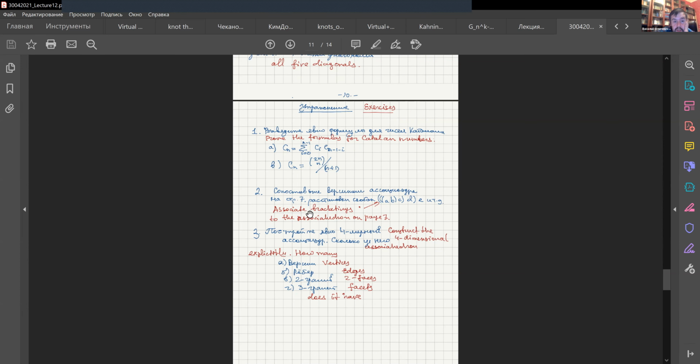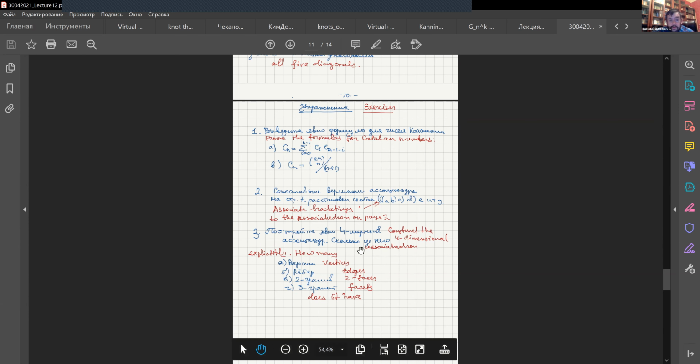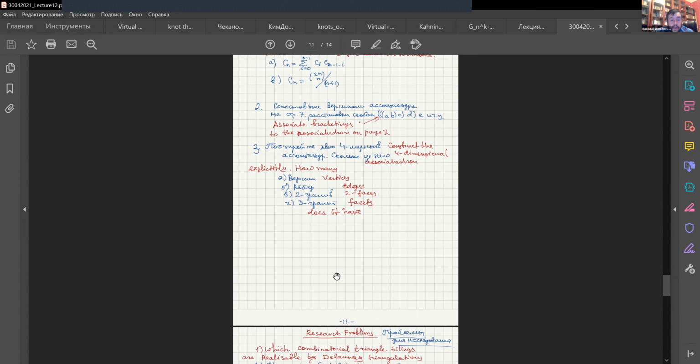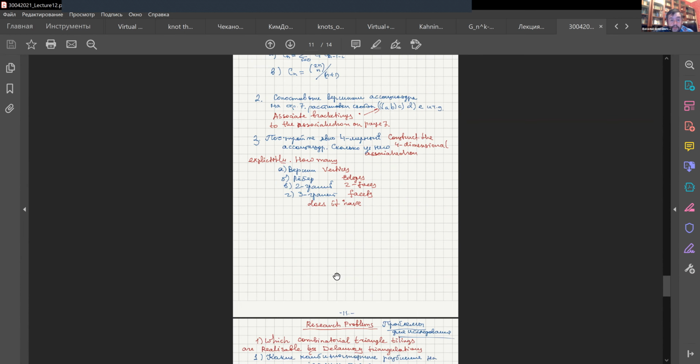Okay, so here you can just calculate the number of vertices, edges, two-faces and three-faces of the four-dimensional Stasheff polytope. If you are patient enough, you can draw it. So, of course, the number of vertices will be the next Catalan number. Okay, and now I want to give some research problems.